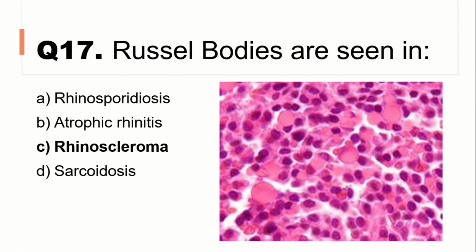Rhinoscleroma. Rhinoscleroma is a chronic granulomatous disease caused by gram-negative bacillus called Klebsiella rhinoscleromatis or Frisch bacillus. It is also associated with presence of Mikulicz cells, which are large foamy cells with a central nucleus and vacuolated cytoplasm containing the causative bacilli.